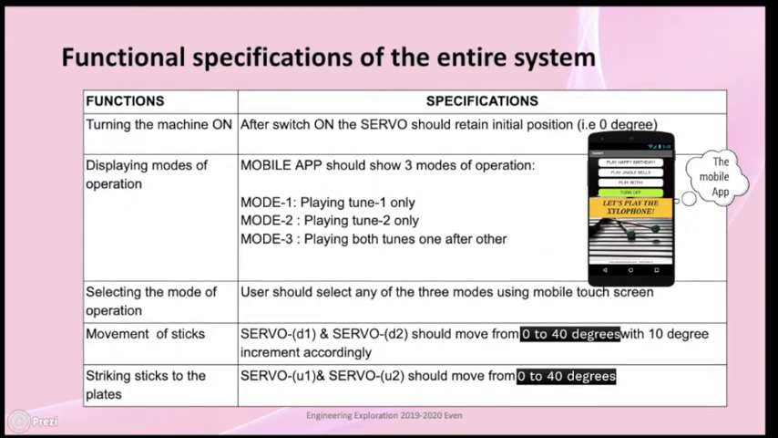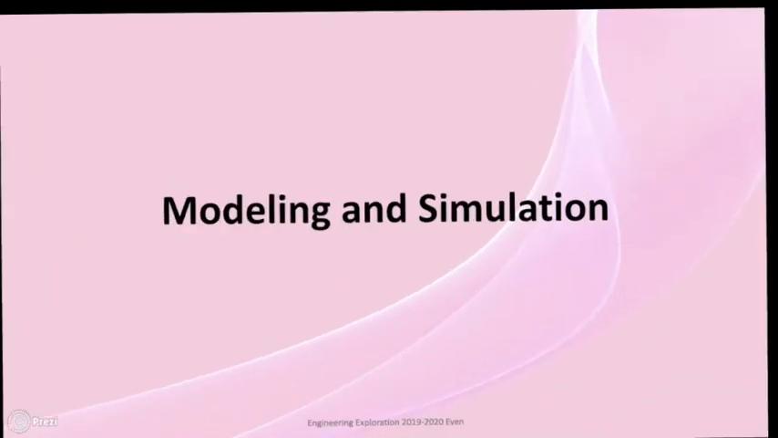These are the functions to be performed by the bot. First, the machine is switched on. Here the sticks will regain their initial position. After that, the user will select the mode on the app as shown. Suppose the user selects option 1, text 1 as a form of digital signal will be received by Bluetooth and the servos will move accordingly to play the Happy Birthday tune. The servos responsible for horizontal motion are termed D1 and D2 and will move 10 degrees each, and those responsible for the vertical motion or striking the plate are termed U1 and U2, which will move 40 degrees.